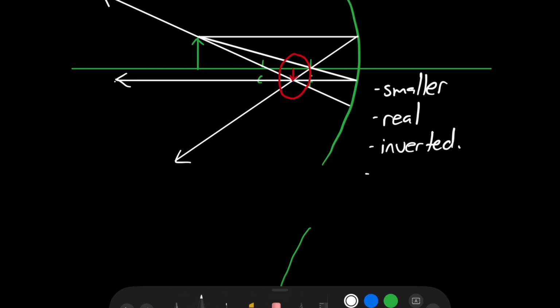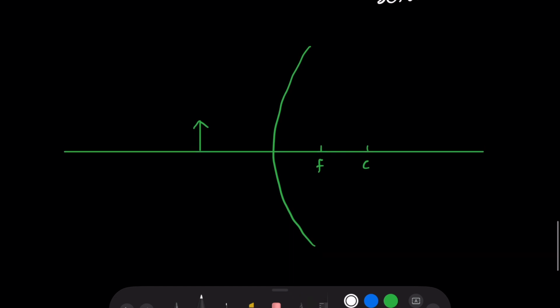And finally, we need to write some kind of position as well. So since our image is between our center of curvature and focal point, we can write down between C and F. Okay, so between C and F. Perfect. So that is our first example.